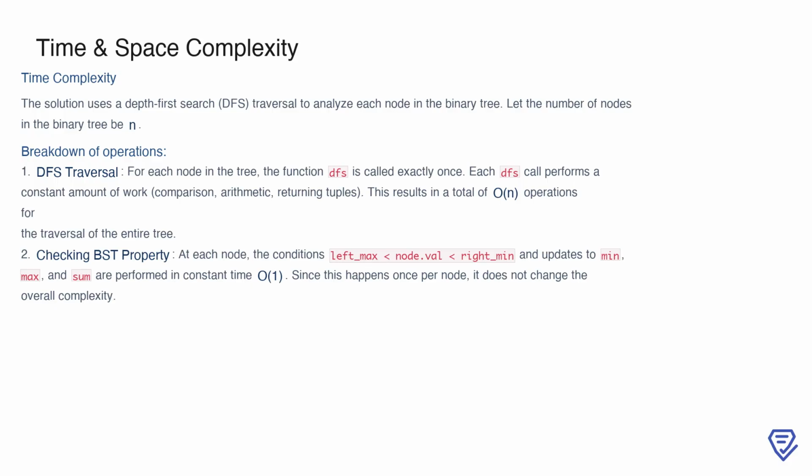Additionally, at each node, we check whether the BST property is satisfied by using conditions like left_max < node.val < right_min, and we update variables such as min, max, and sum.